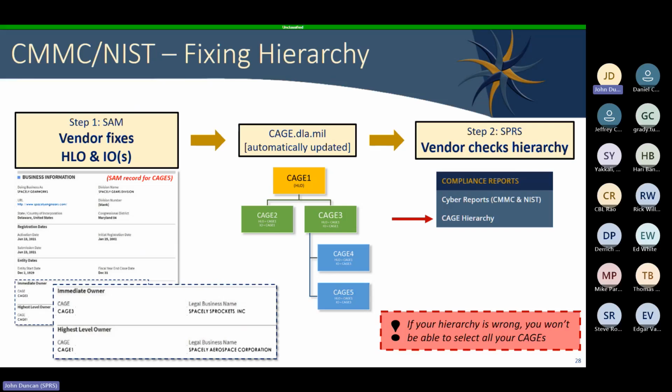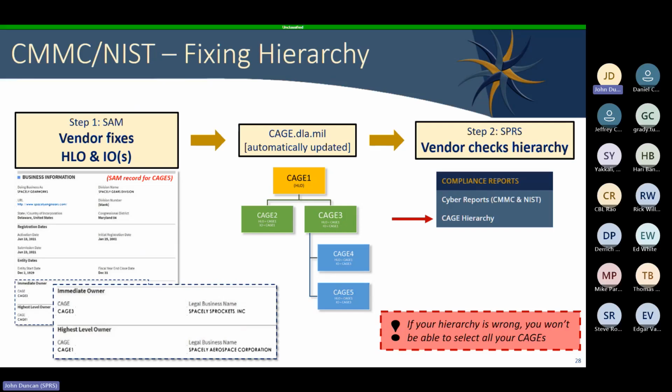So if you look on the left side here, that's what a SAM record looks like. At the bottom of the page of a SAM record, it'll say these two things: the immediate owner, or IO, and the highest level owner, the HLO. You're just going to make sure those things are correct. You can go in and enter those. You can say, my highest level owner is cage 1. Everybody in my company says their highest level owner is cage 1 because I only have one. And then the immediate owner is cage 3.